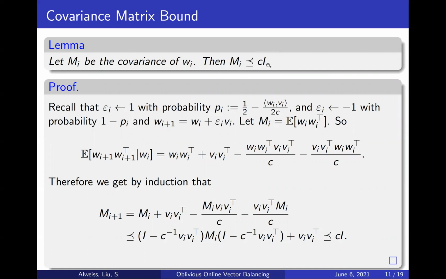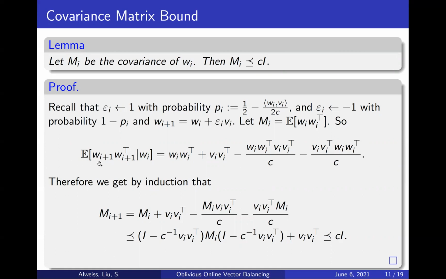Then Mi turns out to be at most c times the identity. There's a slight lie here, but I'll explain why. Recall that epsilon i, you choose a sign 1 with probability 1/2 minus the inner product over 2c, and -1 otherwise. So let Mi be the expectation of Wi Wi transpose, in particular the covariance. And Wi plus 1 is Wi plus epsilon i Vi.